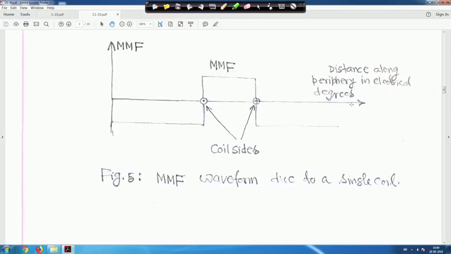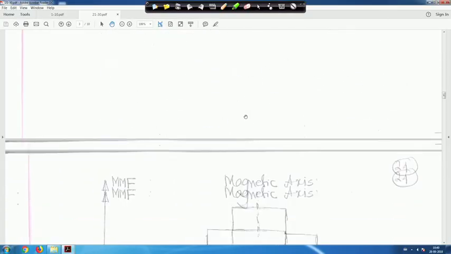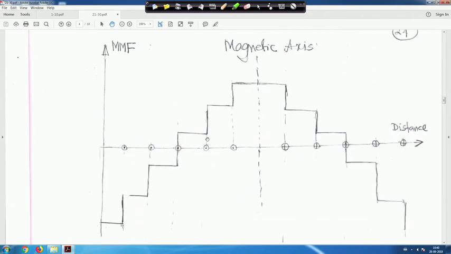Okay, so we're back again. In the previous one, we have seen this for a single coil. But if you have more coils, then the shape of the MMF wave will be like this. And if you add more and more, ultimately this will take the shape of a sinusoidal waveform, right? So this side is your distance, and this is your MMF. This is the magnetic axis, right?